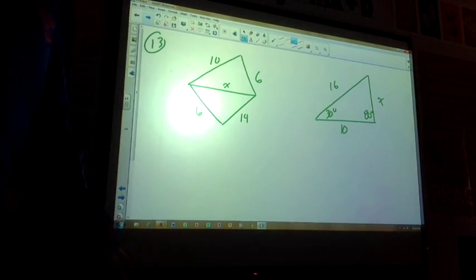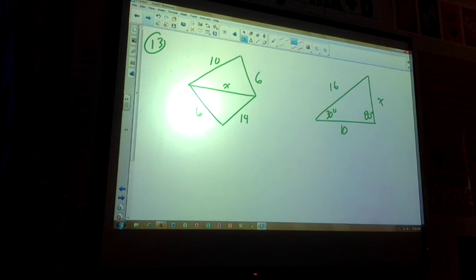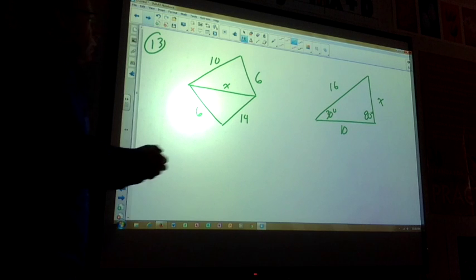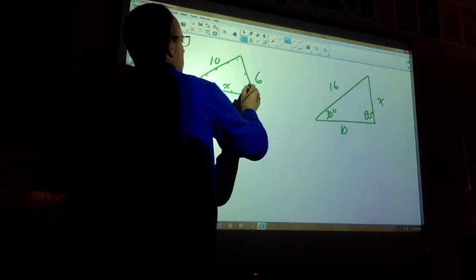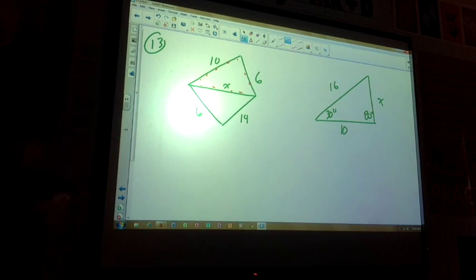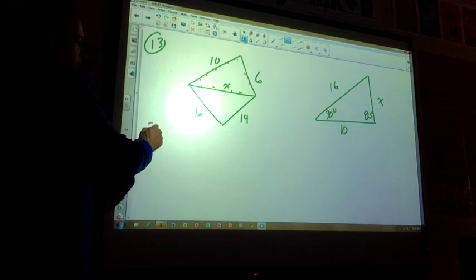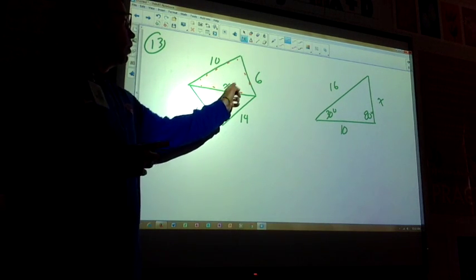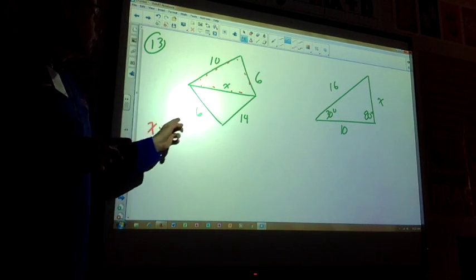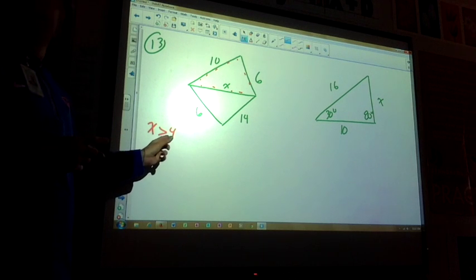Here we go. So these are asking us on number 13, find the range of the possible values for x. Okay? So if I just look at this top triangle here, the smallest value x has got to be greater than 4. And the reason I say that is because 4 plus 6 has to be bigger than 10. So if I'm greater than 4, that would work.